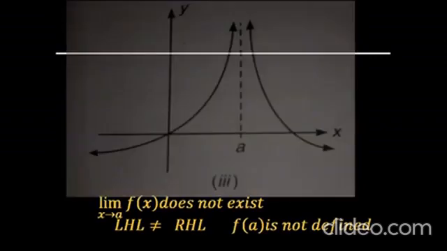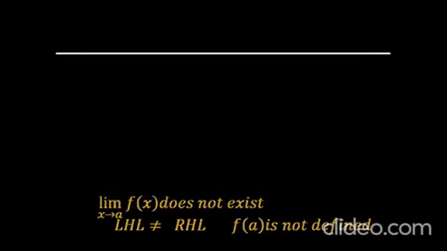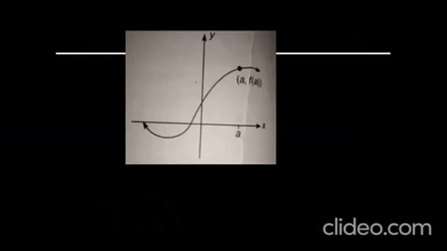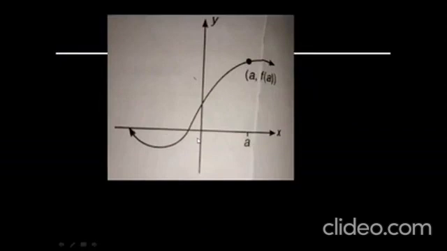Now, if you look at the fourth graph, it can be drawn without lifting the pen. So that's why it is a continuous function. In this graph, we can say the left hand limit is equal to the right hand limit and this is equal to f(a). So now we can give the actual definition of continuity.